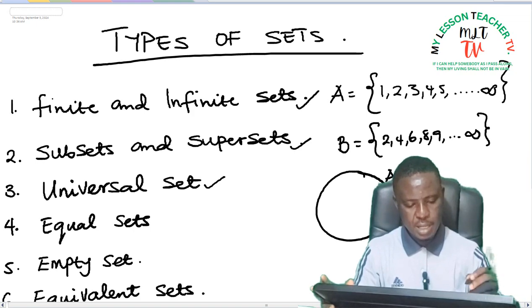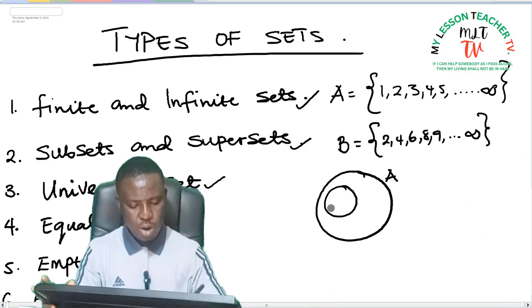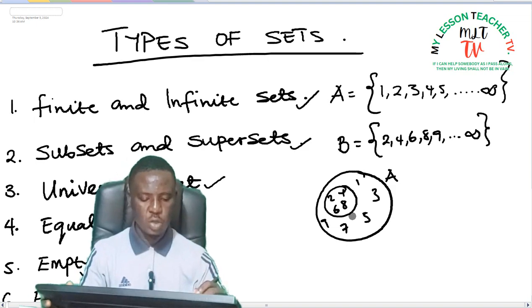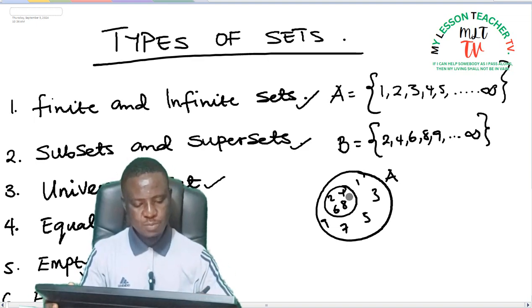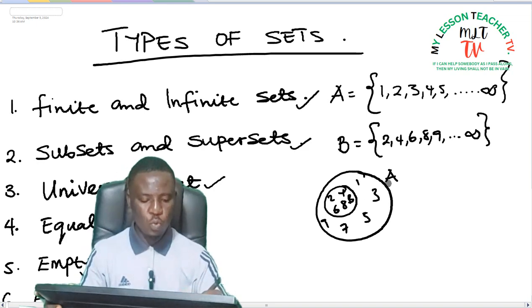Let's call this set A, while set B can be this, whereby if we have, this is 2, 4, 6, 8, and this is 1, 3, 5, 7, 9, and so on and so forth. So you discover that in as much as all the elements in B are in A, not all the elements in A are in B. So we refer to set A as a universal set and set B as a subset.